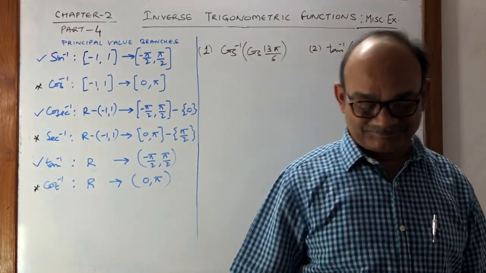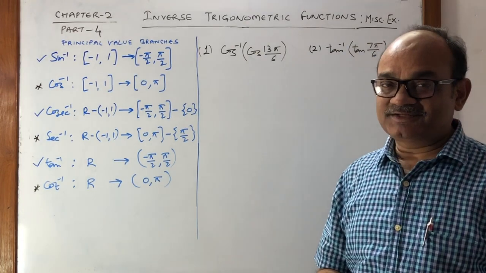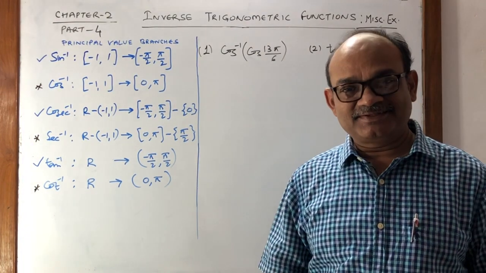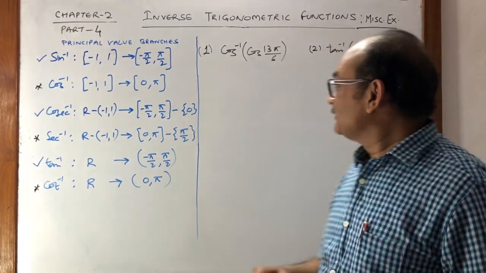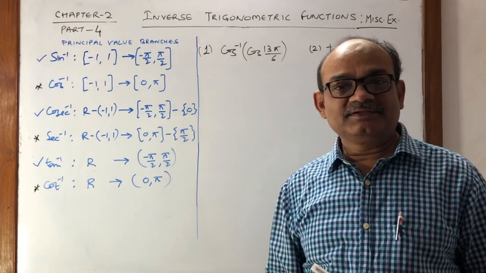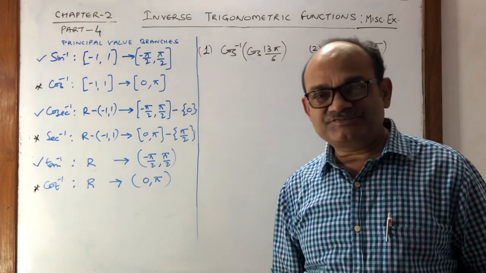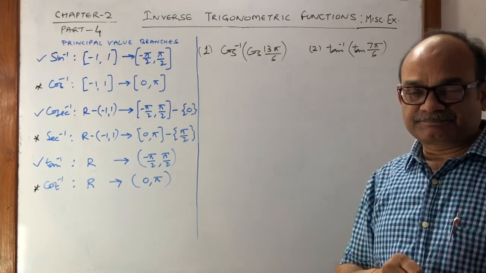Hello friends. So today we are on the last part of the inverse trigonometric chapter, that is part 4, in which we have to complete the miscellaneous exercise on inverse trigonometric chapter number 2. So first we are starting with question number 1, cos inverse cos 13 pi by 6.